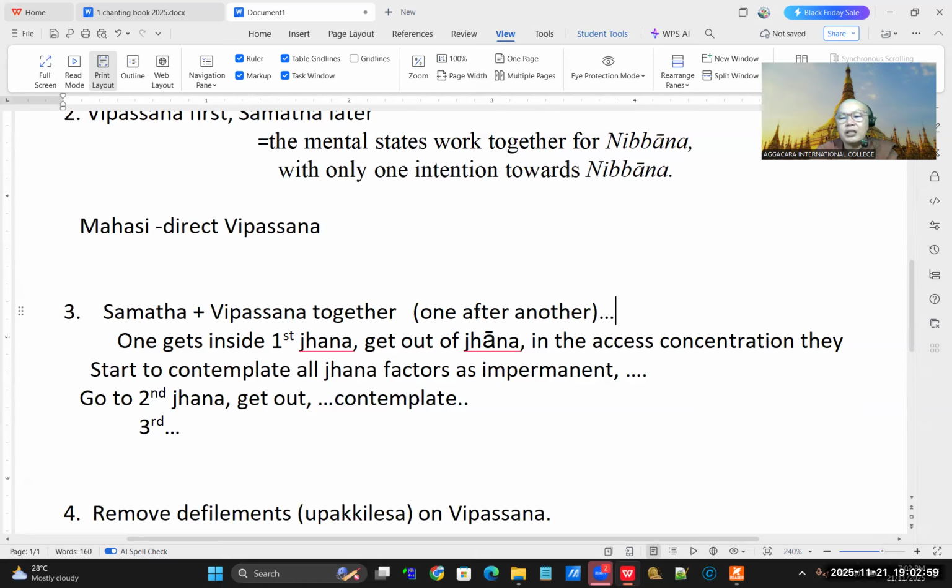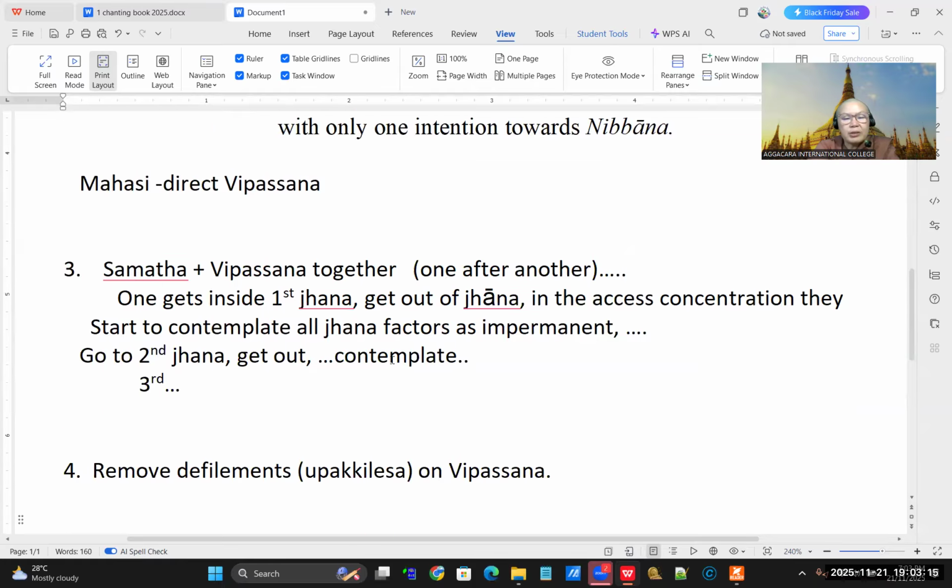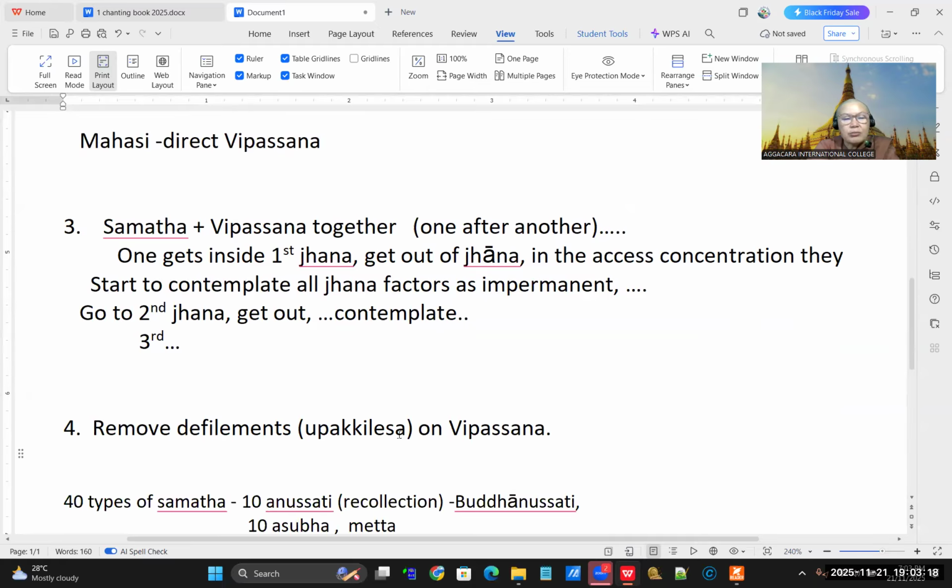So when we say this, they happen one after another, not very spaced out, because when you are inside jhana, you get out, you're in access concentration where your mind is still very pure. So you need to contemplate vipassana. So it's one after another. So this is for those who are able to get jhana. And the last one is removing the defilements of vipassana.